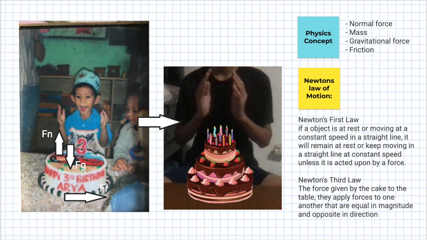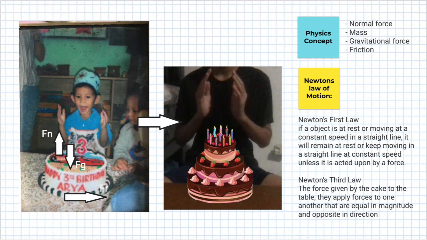From these photos, there is me celebrating my 3rd birthday. We can analyze 4 physics concepts. The first one is normal force, the second one is mass, the third one is gravitational force, and the last one is friction. So for the first physics concept, normal force.